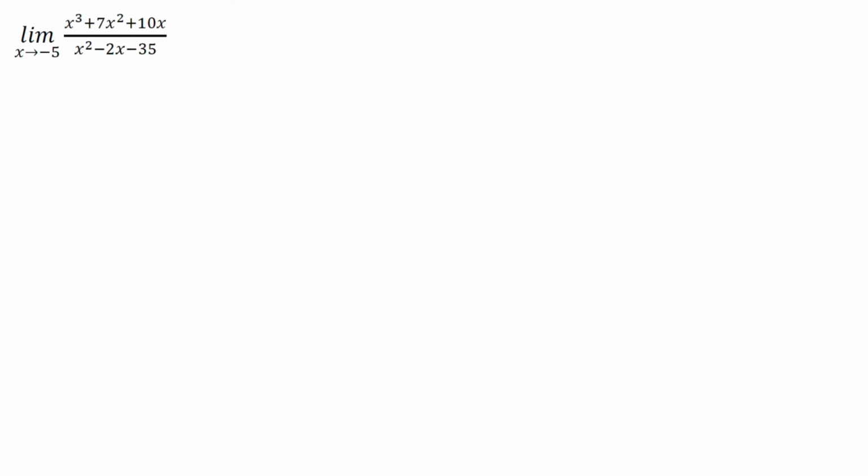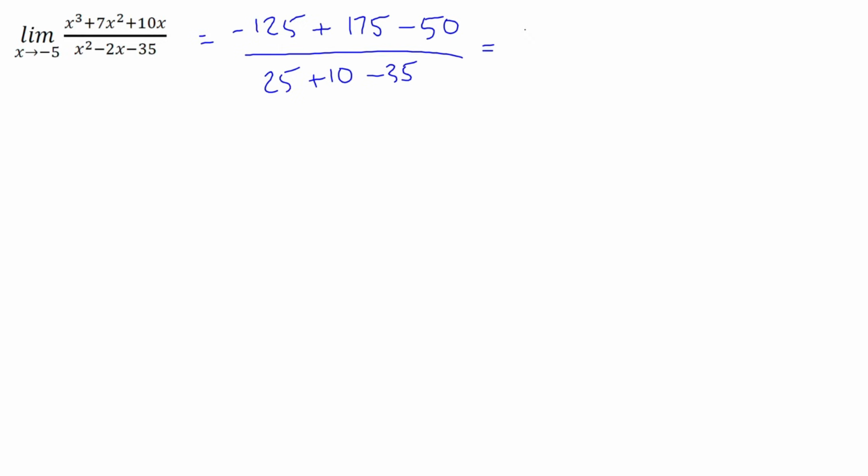All right, for our next one here, if we plug in negative 5 to this, we get negative 125, and then plus 25 times 7, so that'd be plus 175, minus 50. And in the denominator, we get 25 plus 10 minus 35, which is 0 over 0. So you have two options. One is to factor, or the other is to use L'Hopital's rule. And it doesn't really matter, again, which one you use.